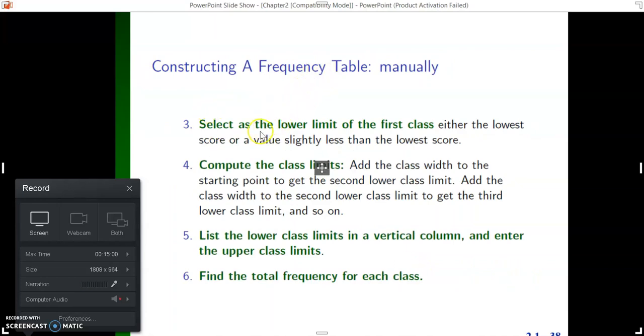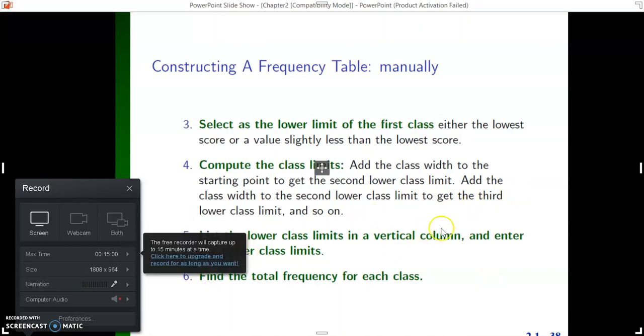Next, select as the lower limit of the first class either the lowest score or a value slightly less than the lowest score. Compute the class limits. Add the class width to the starting point to get the second lower class limit. Add the class width to the second lower class limit to get the third class limit, and so on. That's the way you can find each class limit.